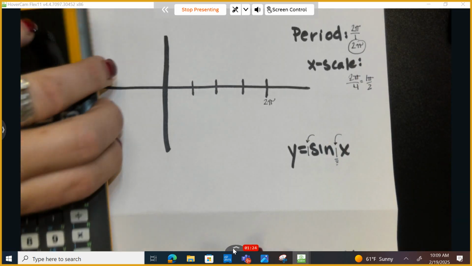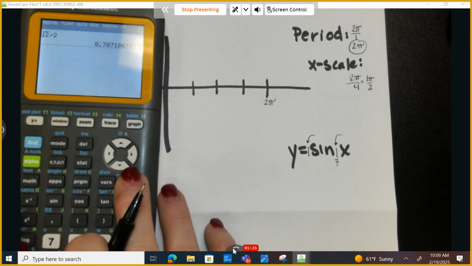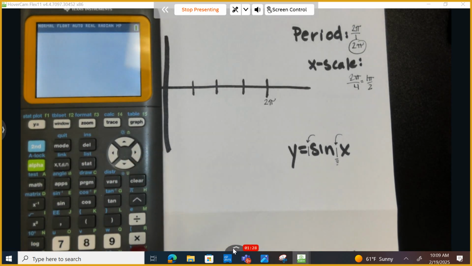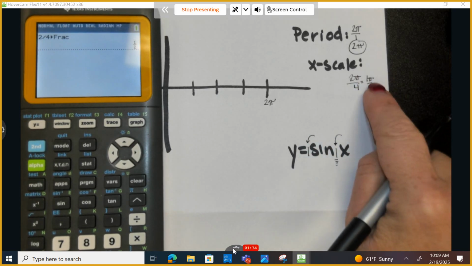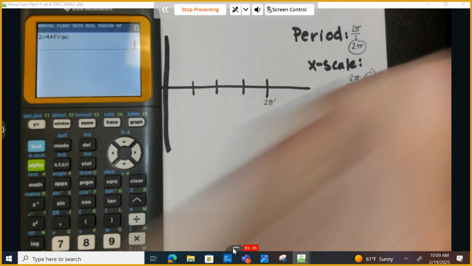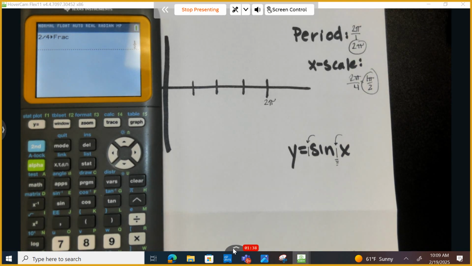Please pick up your calculators. If you were not good at reducing, you could have taken 2 and divided by 4, hit math fraction, enter, enter. Notice I'm leaving out the pi and attaching it again over here. This very first thing I'm going to teach you is how we come up with these steps below.